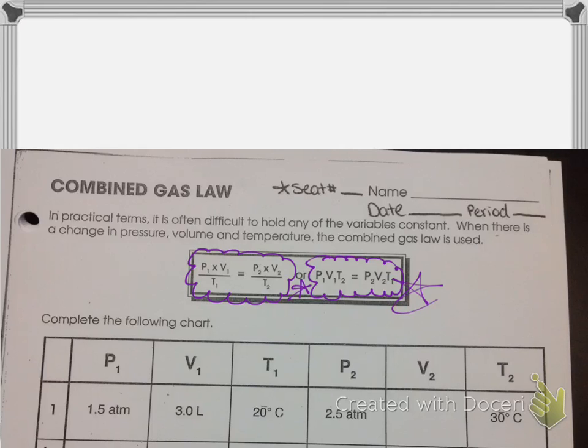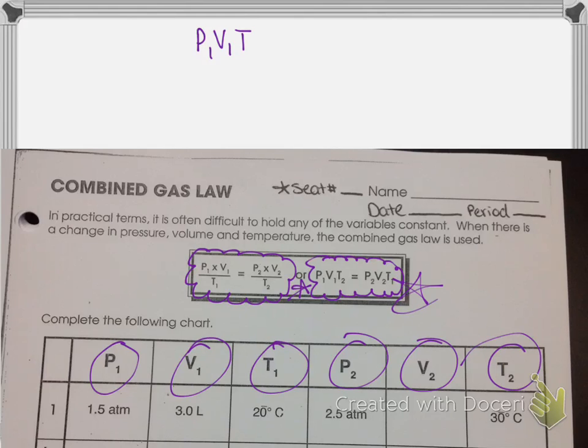It's not really necessary to make your chart of the different variables for this worksheet because they've already been given to you in the worksheet. So it's been made a little bit easier. What we're going to do is just plug and chug. So if we use our formula, P1 times V1 times T2 equals P2 times V2 times T1, and plug in our variables, it should be pretty easy to solve for.